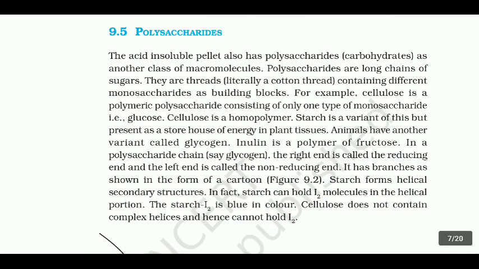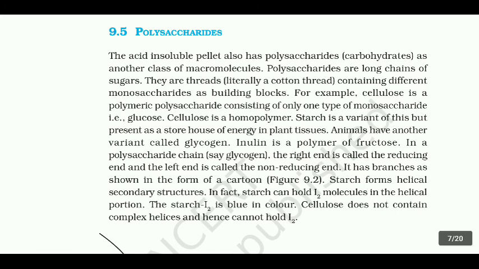9.5 Polysaccharides. The acid-insoluble pellet also has polysaccharides, carbohydrates as another class of macromolecules. Polysaccharides are long chains of sugar. They are threads, literally like a cotton thread, containing different monosaccharides as building blocks. For example, cellulose is a polymeric polysaccharide consisting of only one type of monosaccharide, that is glucose. Cellulose is a homopolymer. Starch is a variant of this but present as a storehouse of energy in plant tissues.